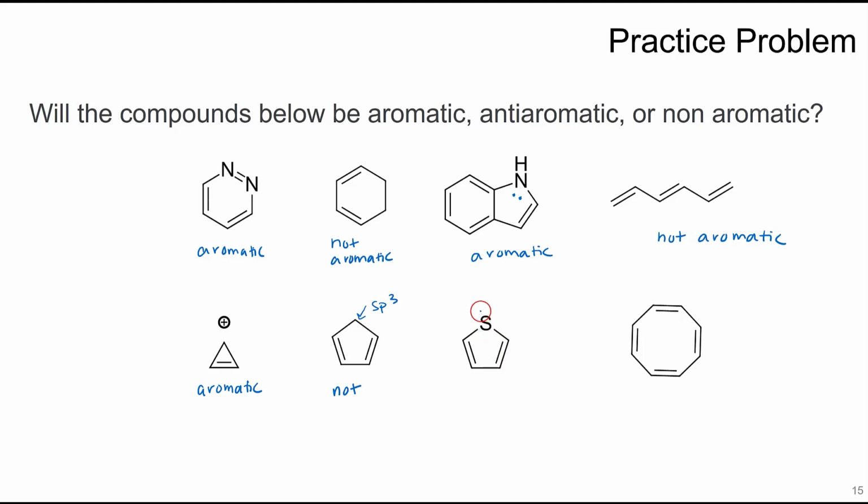This one is like the nitrogen. The S has electron pairs here that can donate to the p orbital, so this one's aromatic. And we saw this one earlier, we have 4 pairs of electrons. This is anti-aromatic.